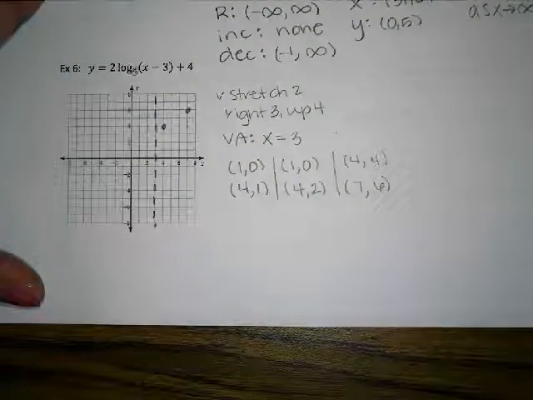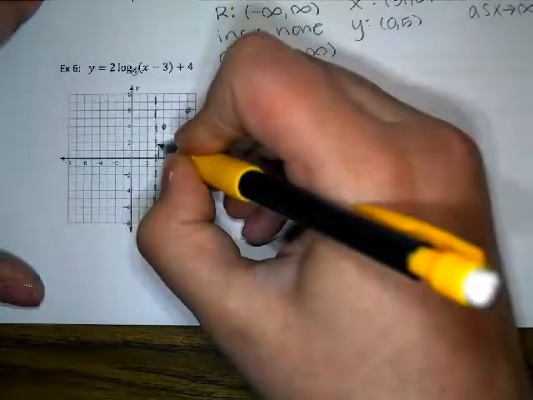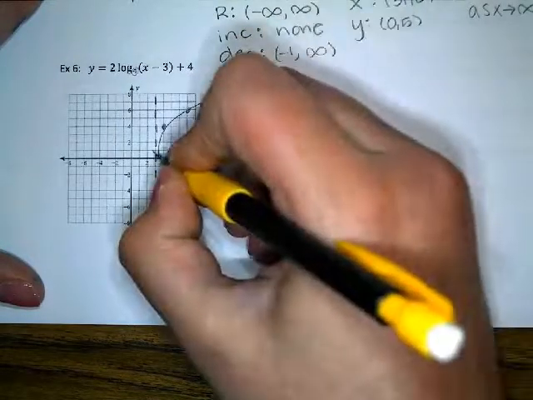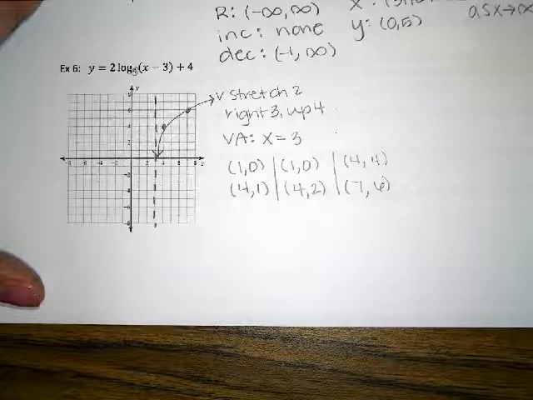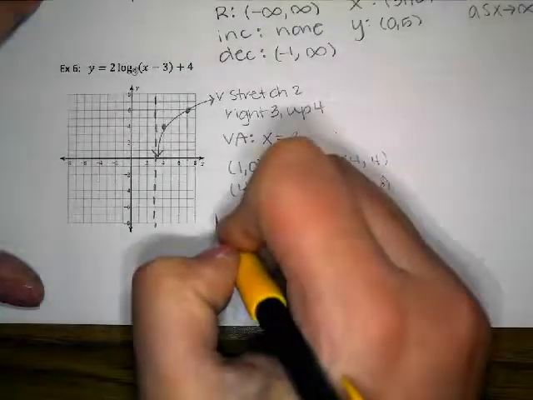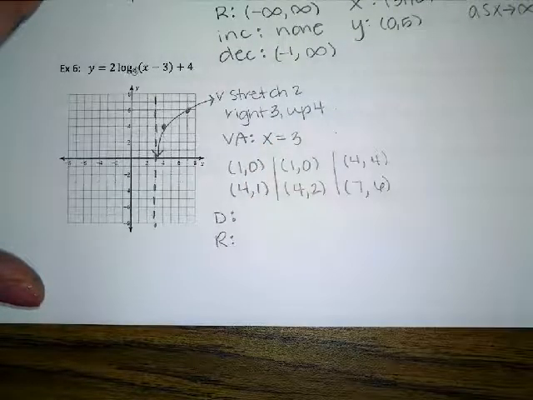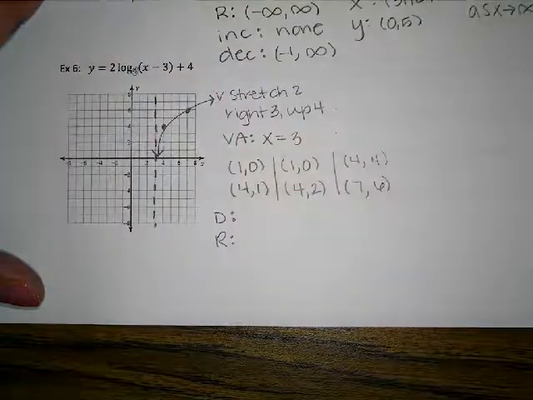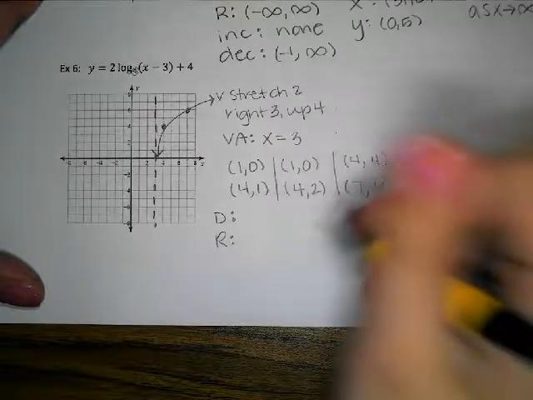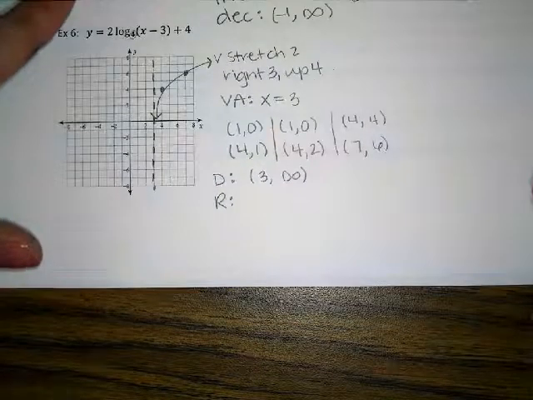Okay, so there's our graph. Domain and range. Domain, how far left, how far right? 3 to infinity. Okay, the range, how far down, how far up? Negative infinity, infinity.